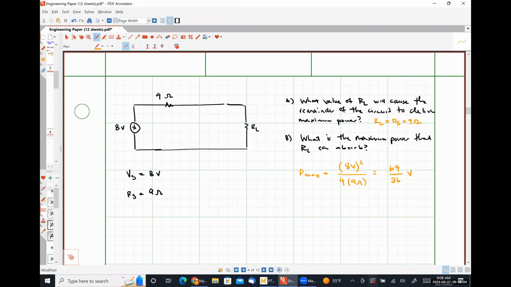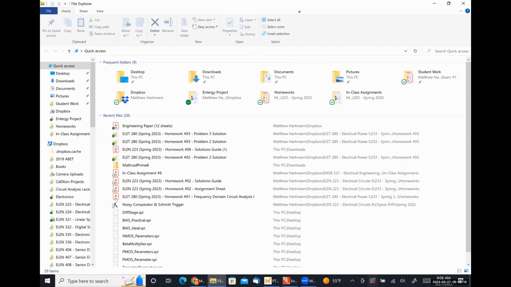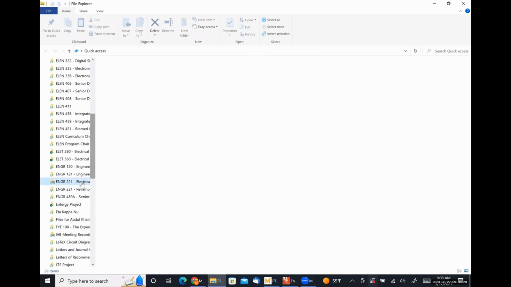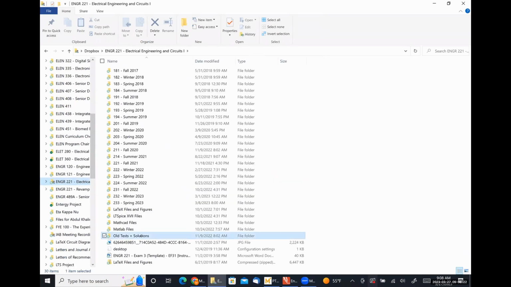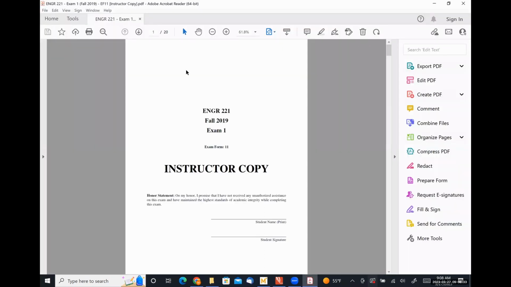So just so we're super clear here, this is effectively the level of question that you should expect on your exam. To illustrate that, I want to go back and look through some of the practice tests real quick. 221, old tests. So let's look at this one from fall of 2019, just for the sake of argument. We'll probably take a look at another one as well.